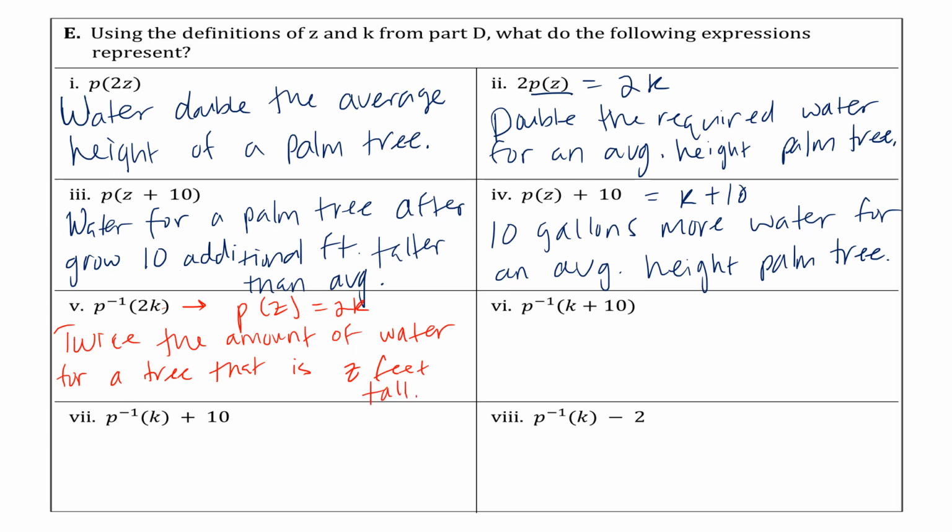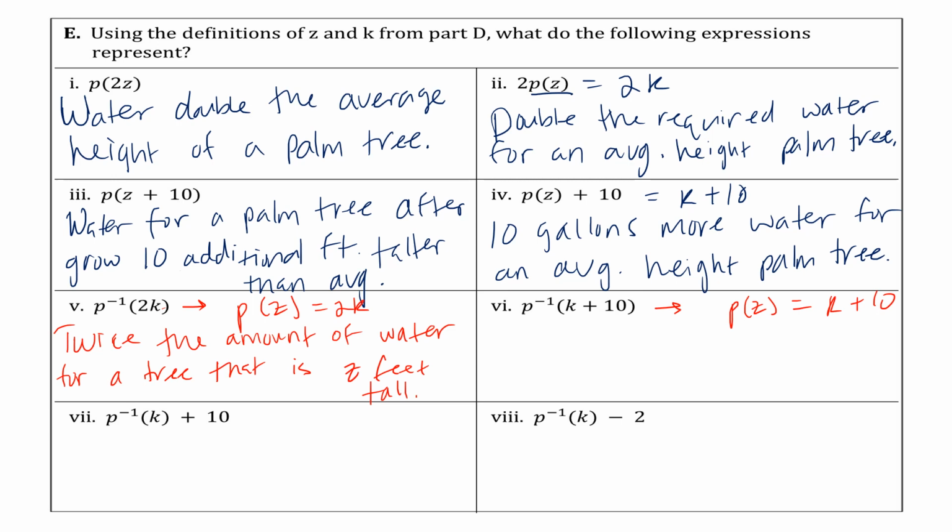Is what we need. All right, so this one says P inverse of k plus 10. Well, what would that look like as a non-inverse? So as a non-inverse, this would be P of z equals k plus 10. Well, haven't we seen k plus 10? And what did it mean when we had k plus 10? It meant this, right? 10 gallons more of water needed for a tree of average height, right? But this time it is of average height of z. It's emphasizing the fact that our z is our unknown.